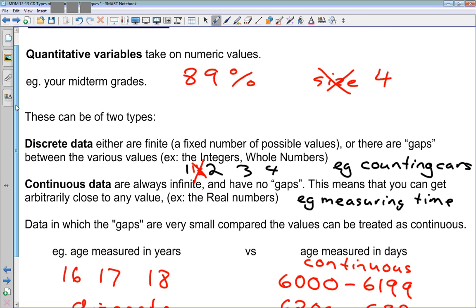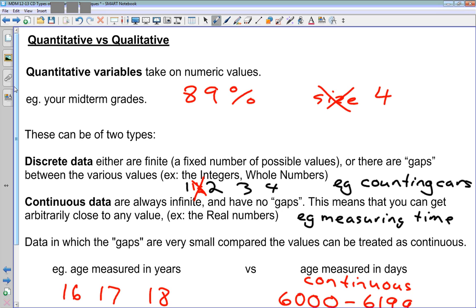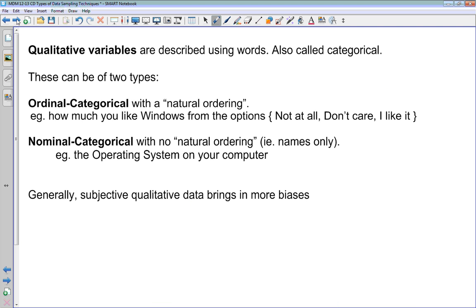So we've talked about quantitative data here. What about qualitative data? Well, qualitative variables, or qualitative data, are things that have to be described using words. We can't represent them using numbers. Another term for qualitative data is categorical, because we're often just dividing things into different categories. Okay? So these can be of two types. We often refer to what are called ordinal categorical variables, and these are variables that have a natural ordering to them, even though they're expressed in words.